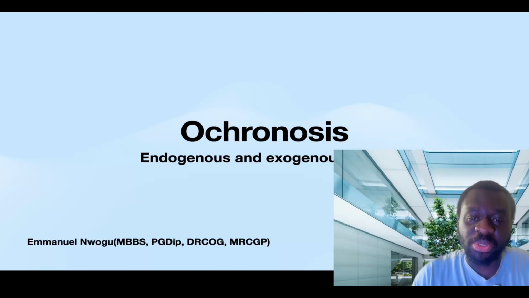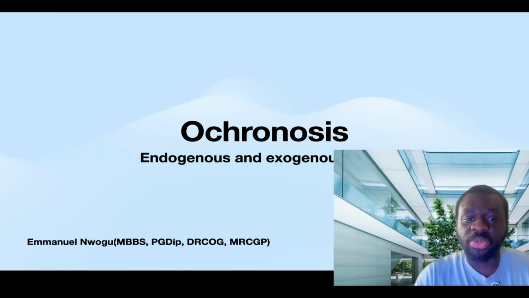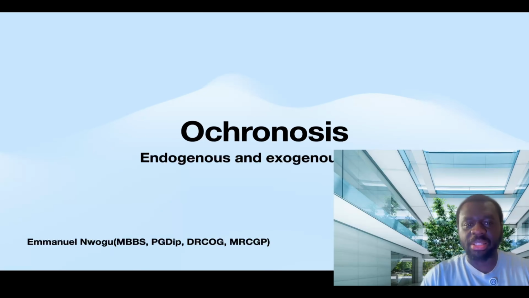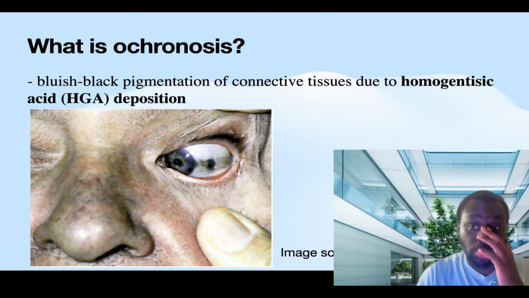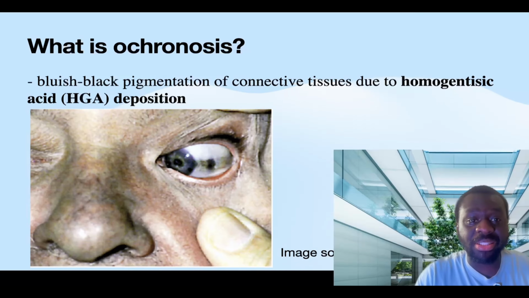I want to just go through a few slides on ochronosis. So, the first thing is let's define ochronosis. Ochronosis, as you can see in this picture, is a bluish black pigmentation of connective tissues, usually due to the deposition of homogentisic acid or pigments that resemble homogentisic acid.